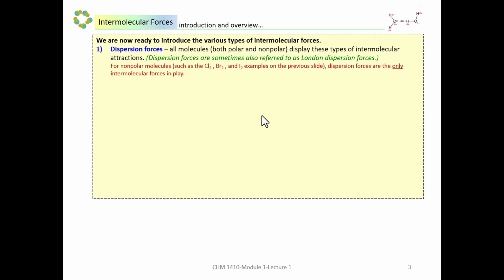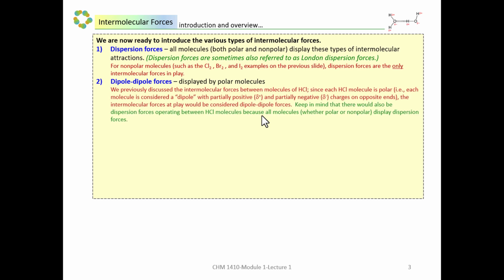For nonpolar molecules, such as the 3 molecules shown on the previous slide, dispersion forces are the only intermolecular forces in play. The second type of intermolecular force we'll discuss are dipole-dipole forces. Surprise, surprise, they're displayed by polar molecules. We previously discussed the intermolecular forces between molecules of HCl. We did that on the first slide.